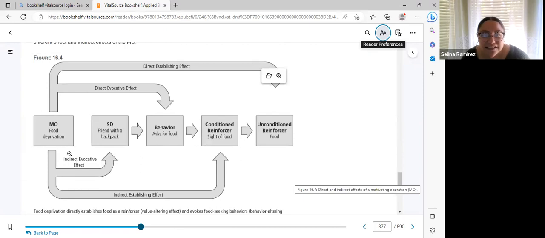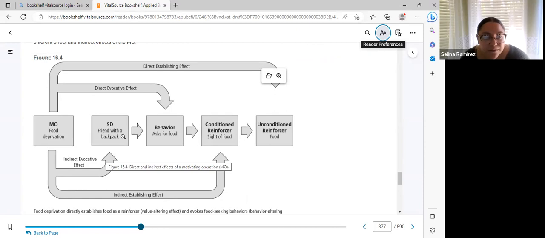Okay, here's another little scenario where they break it down for us. The MO is food deprivation, so somebody is hungry and hasn't had food in a while. The SD is a friend with a backpack. The behavior is asking for food. The conditioned reinforcer is the sight of food. The unconditioned reinforcer is food.